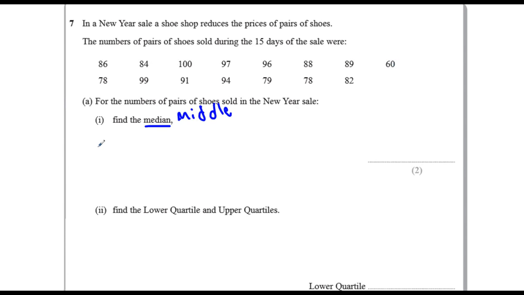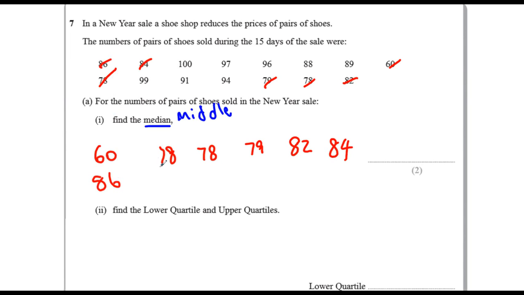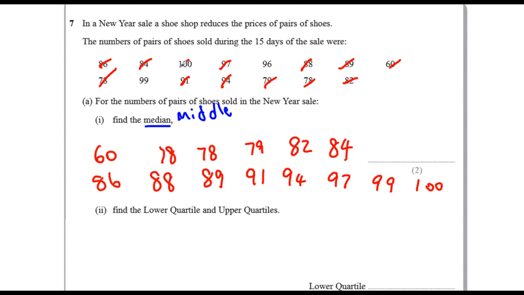So look for smallest one I can see 60. If you leave a bit of a gap, you can always add them in if you miss them. Next biggest I can see is 78. I can see it twice. 78, 78. Then I can see 79. Then I can see, you get the idea, don't you? I'm leaving a little bit of a gap on purpose. 82, 84. Make sure you cross them off because you don't want to count them twice or miss any out. 86, 88, 89. 91, 94, 97, 99, 100.